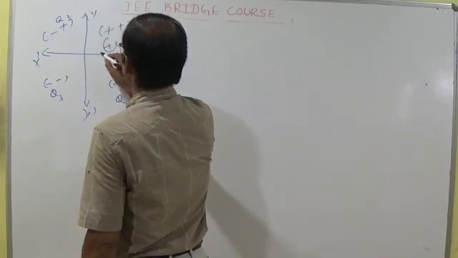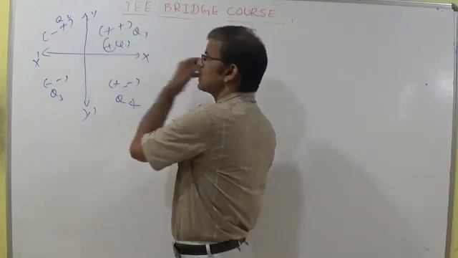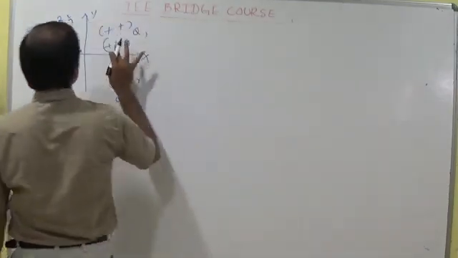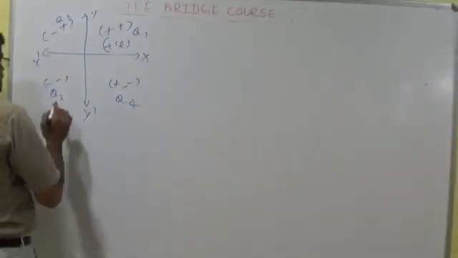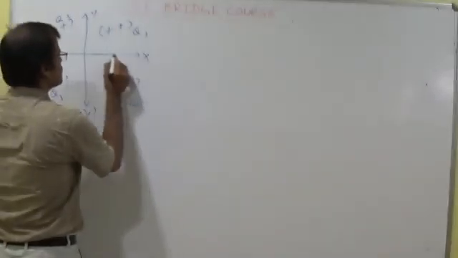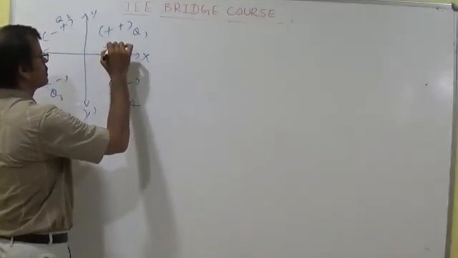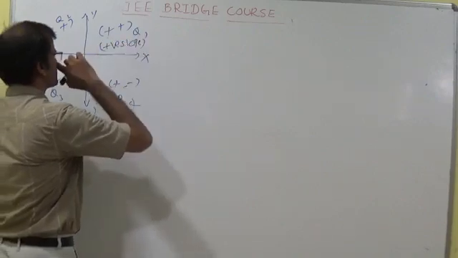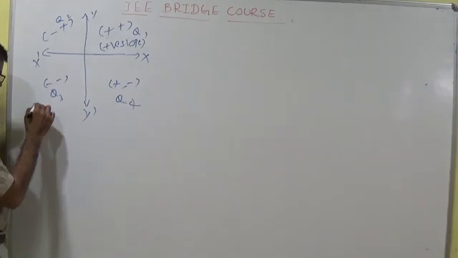If you take any line in the first quadrant, you can get a positive slope. This is a plus region, meaning positive. Minus by minus, this one also. Here you can get a positive slope. You can get a positive slope in the first quadrant, and here also a positive slope.